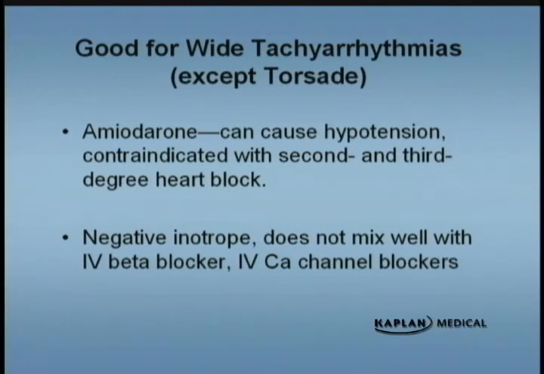Okay? What are the downsides of amiodarone? Well, hypotension, and it increases heart block, so it's contraindicated in second and third degree heart block as well. Lastly, amiodarone is a negative inotrope. So if you're giving IV amiodarone and IV beta blocker together, or amiodarone and IV calcium channel blocker together, you might induce pulmonary edema and congestive heart failure.